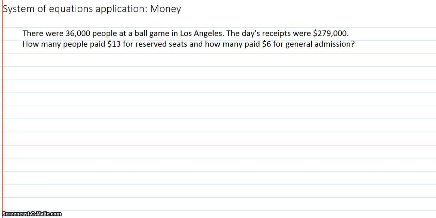System of equations application. This time it deals with money. There are 36,000 people at the ball game. The day's receipts, all the money taken in, was $279,000. How many people paid $13 for reserved seats? And how many paid $6 for general admission? So it seems to be asking how many people paid 13, how many paid 6.